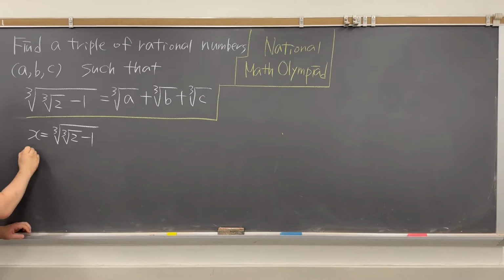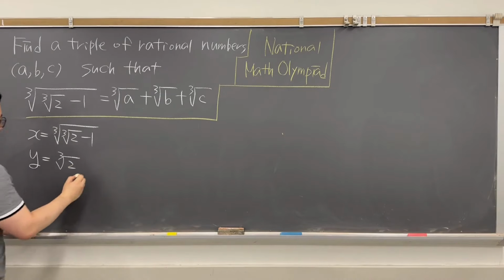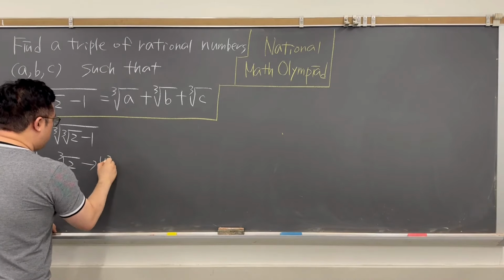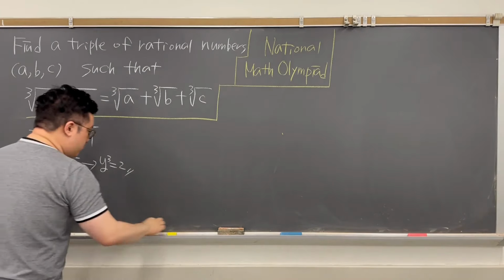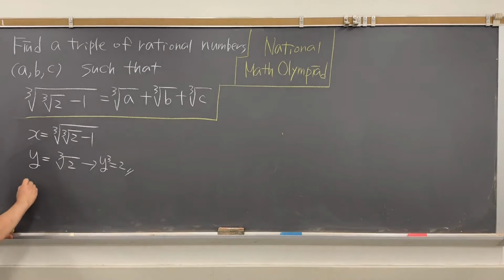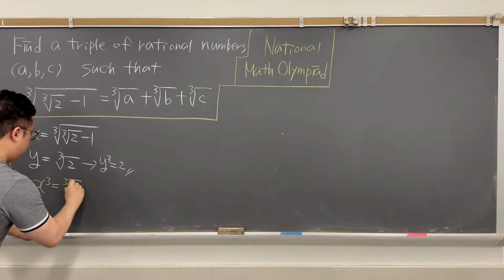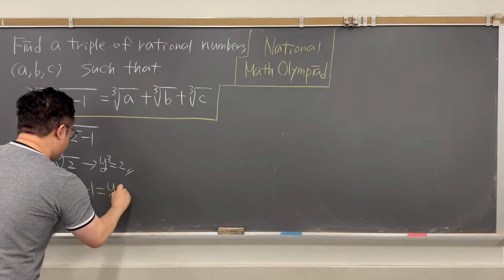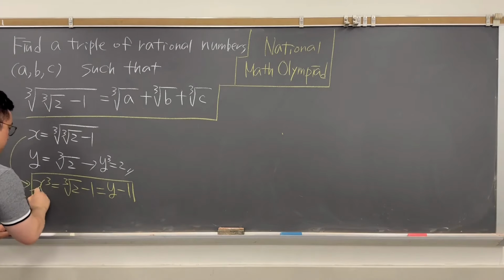Then again, I'll be making up another variable, y. I'll be calling this just the cube root of 2, which means now your y cubed is equal to 2. So from the first one, x is equal to cube root 2 minus 1. That means your x cubed is then equal to y minus 1. Okay, so this is an important condition for us to use.